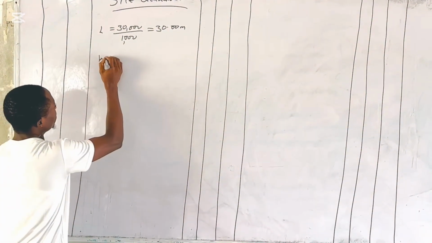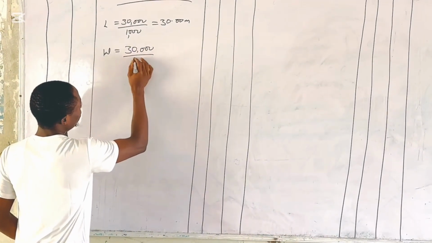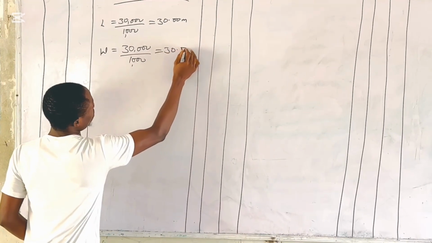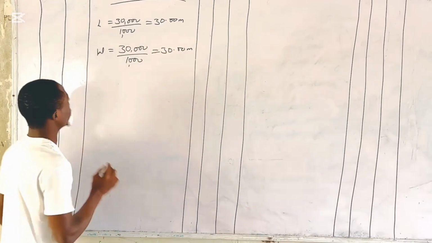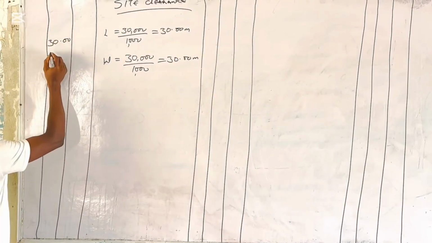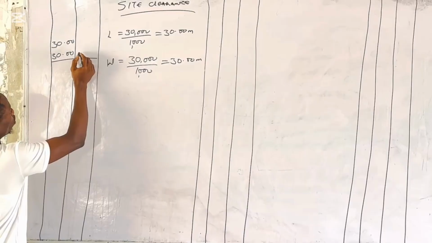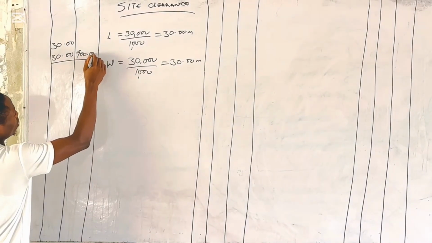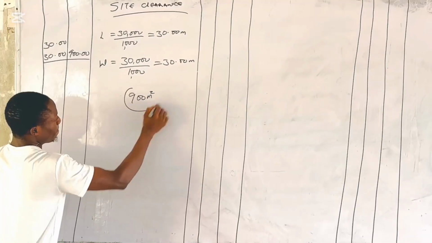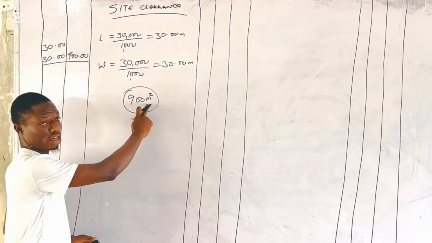Then you have your width, which is also 30,000 millimeter. You divide it by 1,000, and that will also give you 30.00 meter. Then you do the booking: 30.00 by 30.00, which gives you 900.00, a total of 900 square meter. It's very, very important while doing your measurement that your unit of measurement is very, very important.